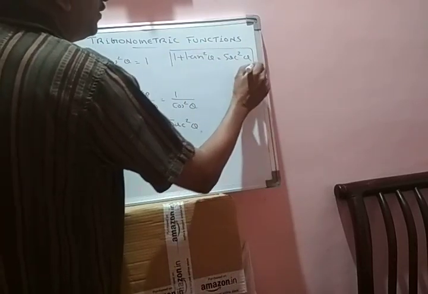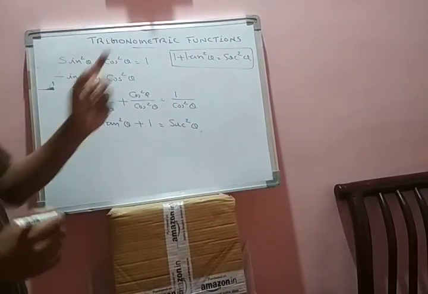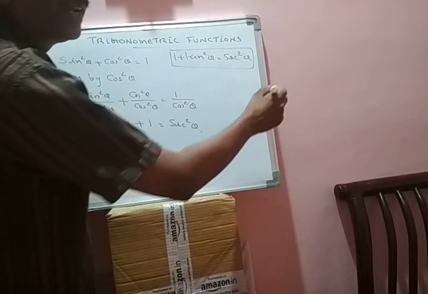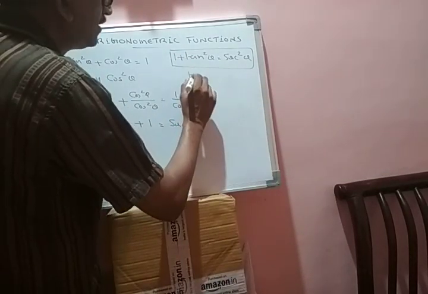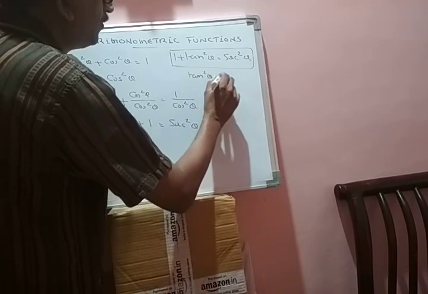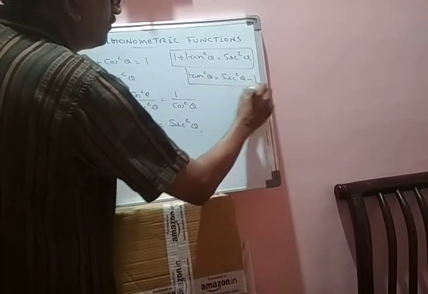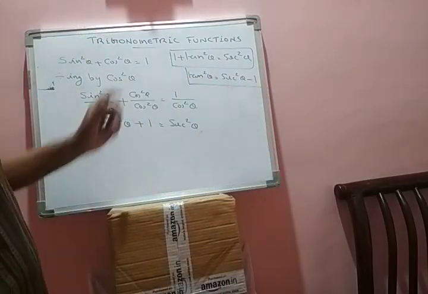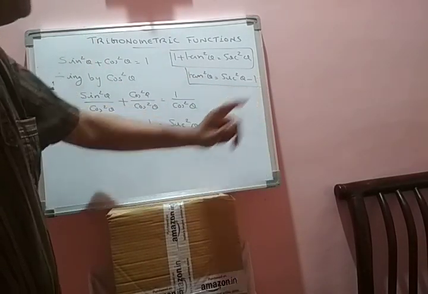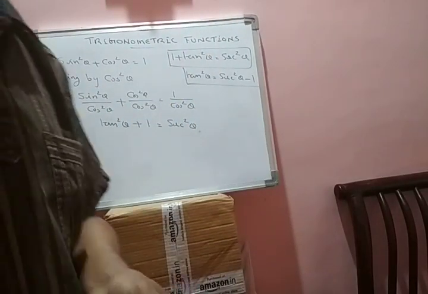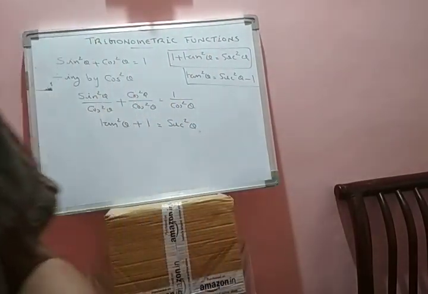1 plus tan squared theta is equal to sec squared theta, or transfer this one to the right side. We get left side tan squared theta, right side sec squared theta minus 1. The same result in another form. Therefore, tan squared theta is sec squared theta minus 1, or 1 plus tan squared theta is equal to sec squared theta. This is the second result.